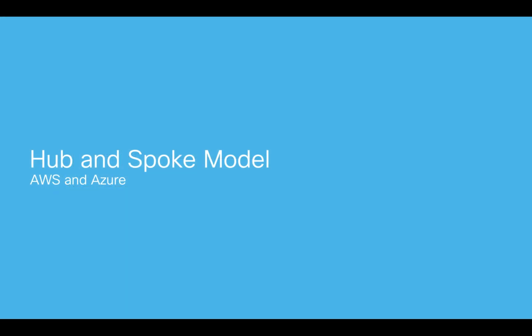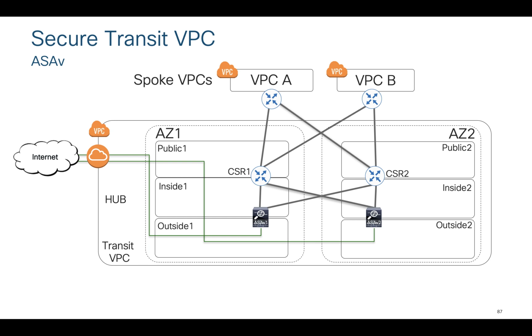Hub and spoke model in AWS and Azure. I touched base on this in the earlier slide, but I'm going to give you detailed information on what exactly it is and how exactly it will make your life easy. If you have multiple VPCs coming down to your hub VPC, you can use CSR to have that kind of connection. You can form DMVPN, or you can use your IPsec VPN tunnel there.